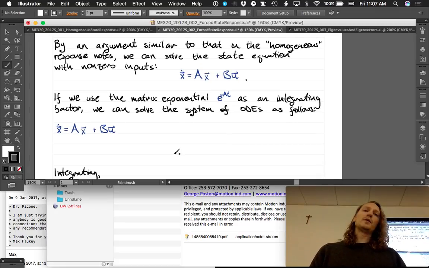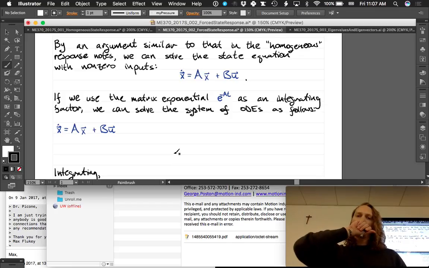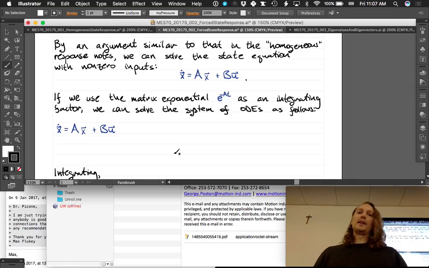So if we use the matrix exponential e to the negative at, or e to the at, oh actually e to the negative at is the one we prefer in this case, as an integrating factor. Do you guys remember that from your differential equations class maybe? Integrating factors, woo! We can solve the system of ODEs as follows.